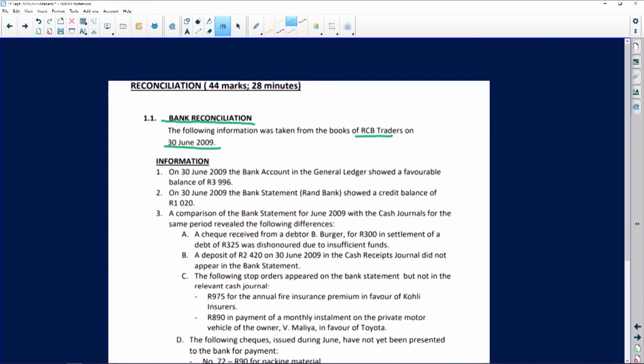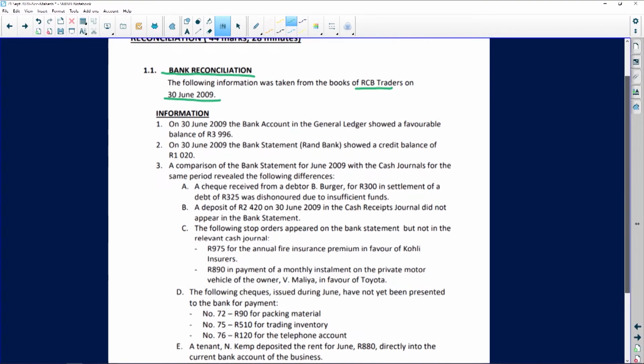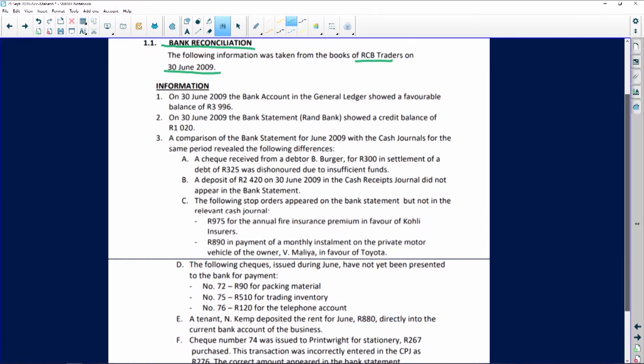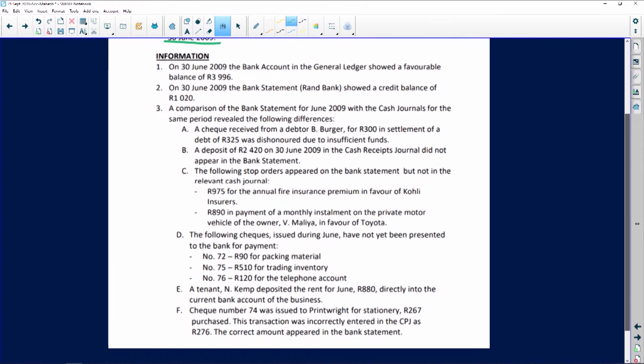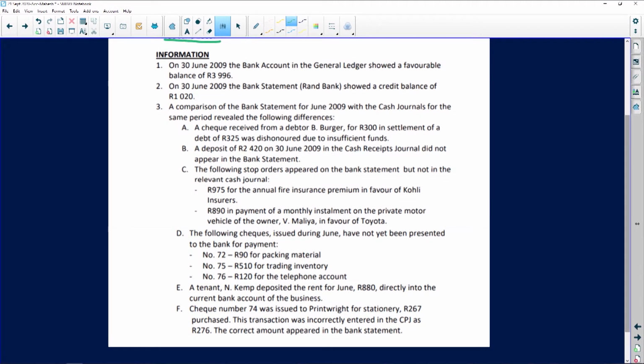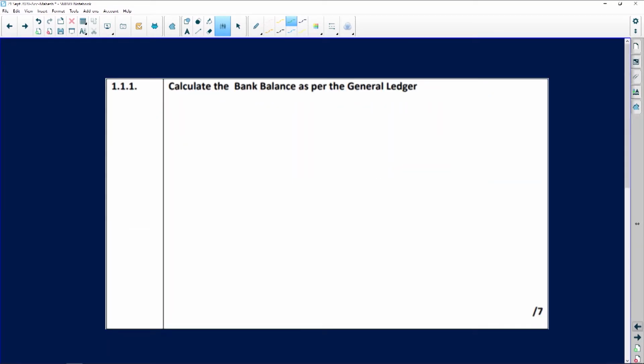Right, then we're given our information, which I'm not going to look at in too much detail. As I can see, there's quite a bit of information given to me. Right, let's now go to the actual questions and see what we are completing. So we're going to calculate the bank balance as per the general ledger, and this is for 7 marks.